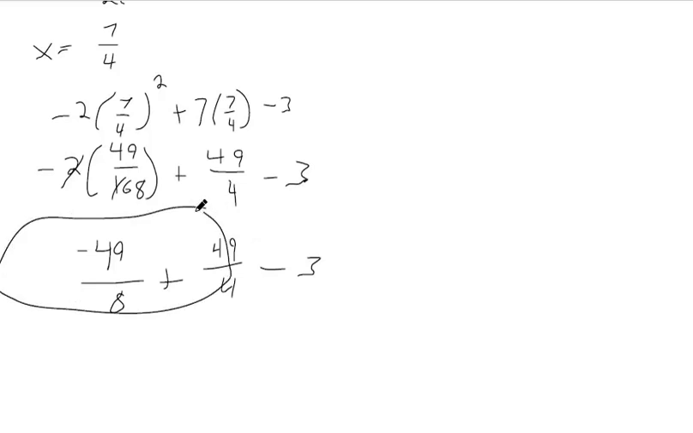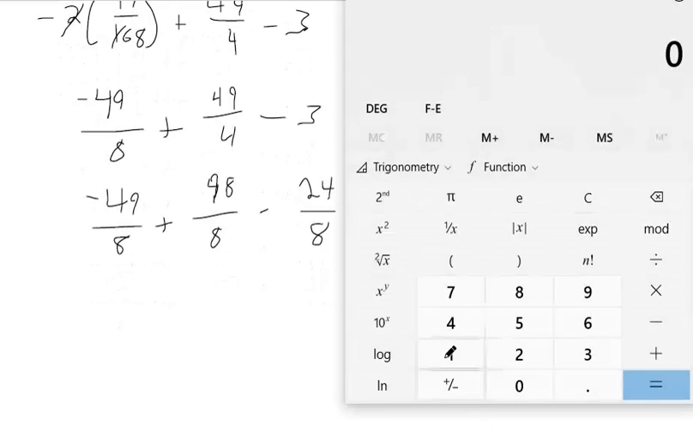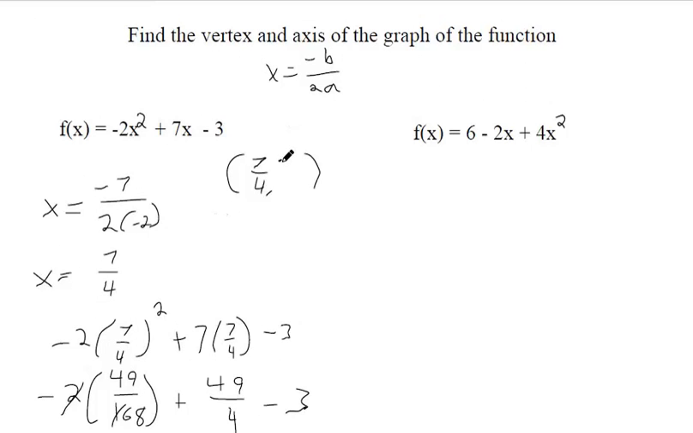So let's get common denominators. So multiply the top and the bottom by 2. So negative 49 over 8 plus 98 over 8. And then let's get common denominators here. This is 3 over 1. So multiply the top and the bottom by 3. It's 24 over 8. Okay, now we can combine the numerators. So 98 is going to get subtracted by 24, and then plus a negative 49. Same thing as subtract 49. So I got 25 over 8. Woo, a lot of fraction work. But this is the y coordinate for the vertex. So that's the vertex for this function.